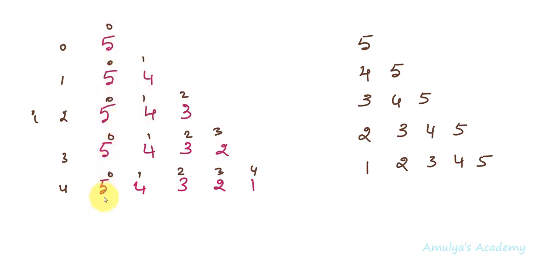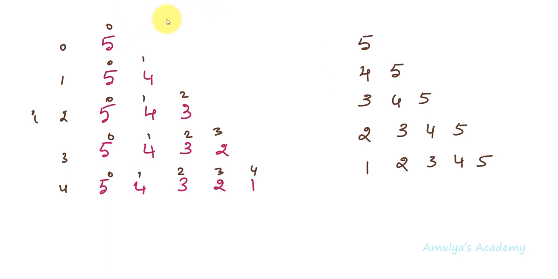0th column of every row we want 5, first column of every row we want 4, second column of every row we want 3, third column of every row we want 2, and at last the fourth column of fourth row we want 1. So that means we need to do something with the column value, right? j. So let's see how to get this pattern.